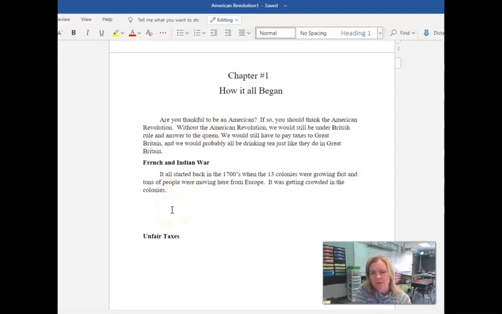Are you thankful to be an American? If so, you should thank the American Revolution. Without the American Revolution, we would still be under British rule and have to answer to the Queen. We would still have to pay taxes to Great Britain, and we would probably all be drinking tea just like they do in Great Britain. So that's my introduction to American Revolution and kind of the beginning of it.